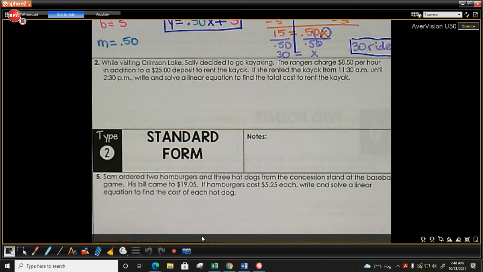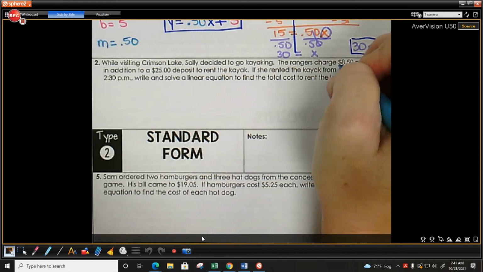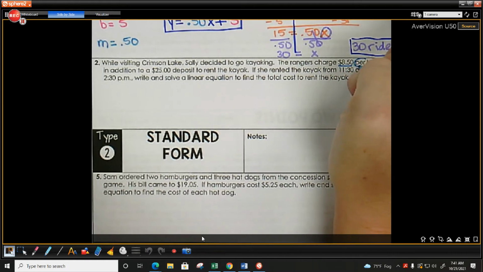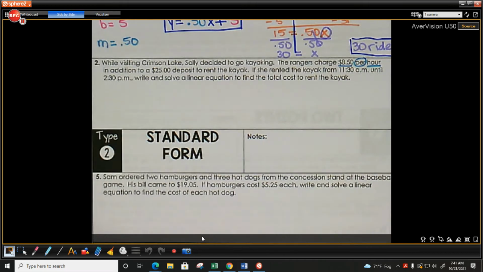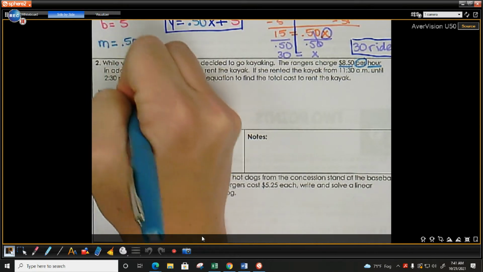Very good. So we need to see if we have a rate and a starting value. It says that the rangers charge $8.50. We see that word per again. Per hour. So that means that $8.50 is my what? My slope, my rate. So M is $8.50.